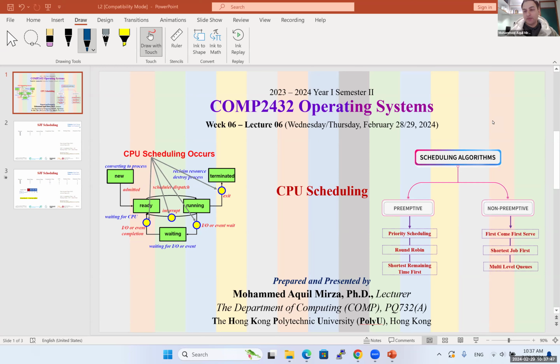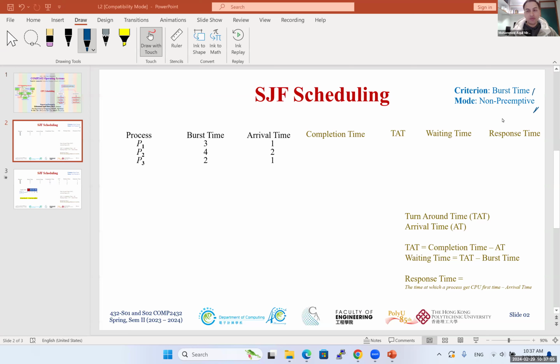So in order to avoid this problem, we will try to see another scheduling algorithm, that is the shortest job first. So let's try to see this numerical. In this numerical, we have three processes along with the burst time and arrival time given. So the criteria to solve this numerical is the burst time. Previously in FCFS, the criteria to solve the problem was arrival time. But notice here in SJF scheduling, we will solve the problem using the burst time. And the mode is non-preemptive.